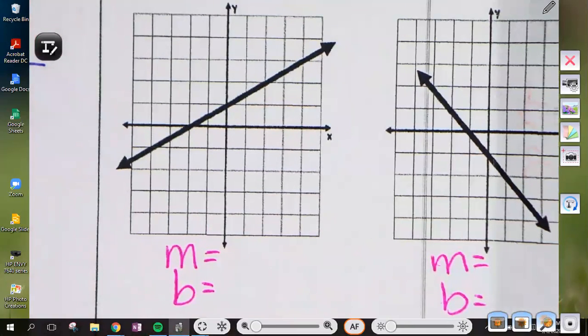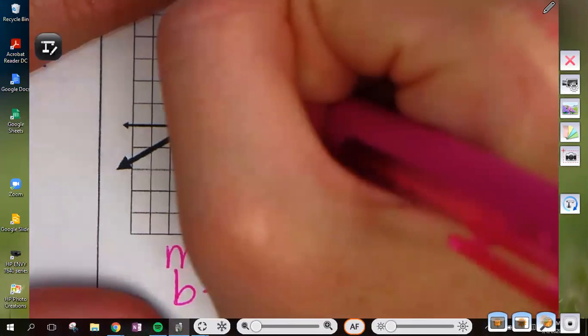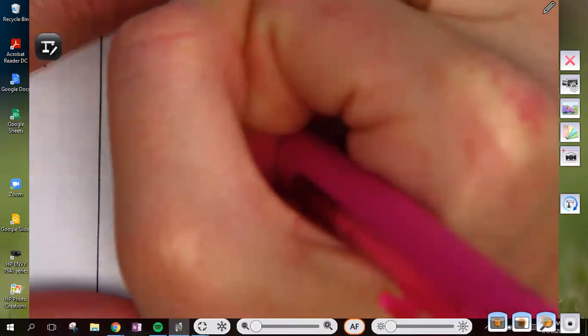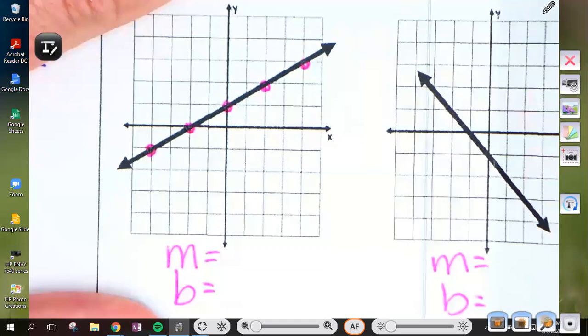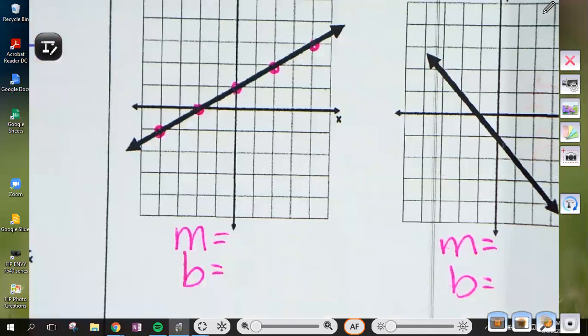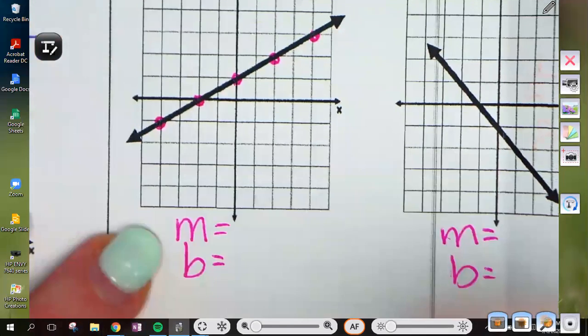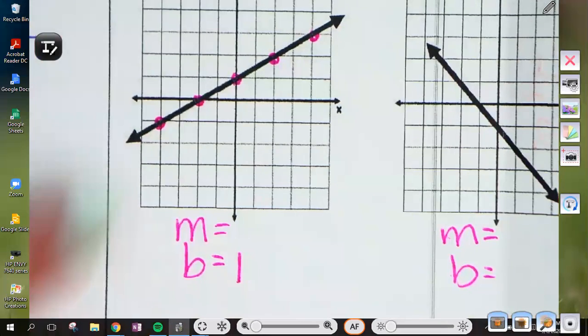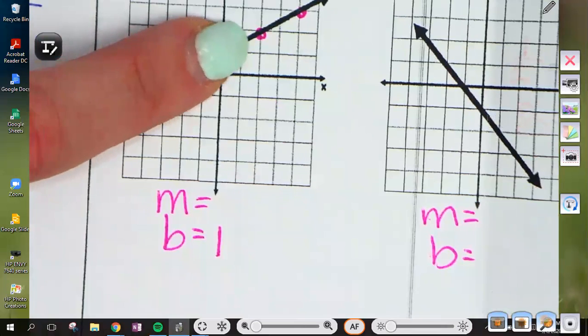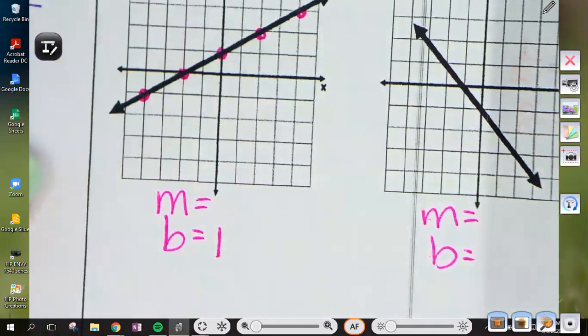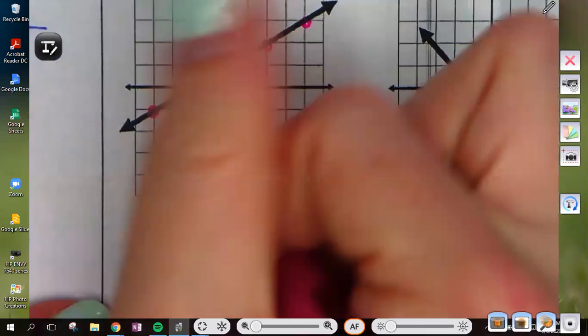All right, so I go through and I try to find all the points that it's already crossing through. What's my y-intercept? +1. Okay, and if I start at my y-intercept and I go to the very next point, I'm going up 1/2. Okay, so what's my slope? 1/2.